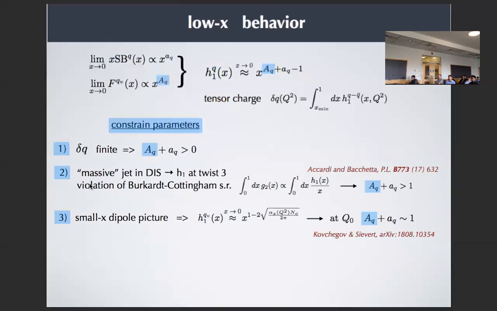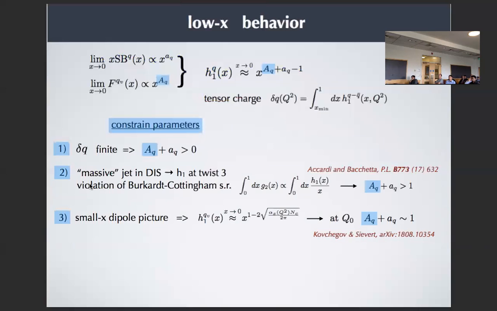Alternatively, you can look at the work of Yuri Kovchegov and Matthew Sievert that was recently released. They studied the low x behavior of transversity in the dipole picture, and they came up with a power law where the exponent involves the strong coupling alpha_s and the number of colors considered.